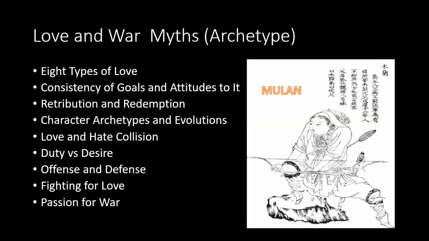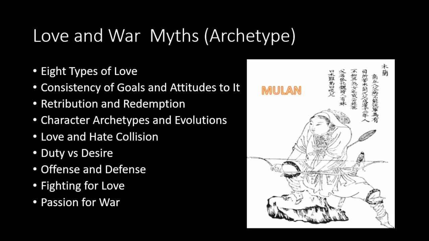Okay, so what are other archetypes? All right, so this time we will transcend overlap, not just from the West, we're going to the East also. So here are some love and war myths archetype. So again, we have the 8 types of love, which I've already given to you in your module. And then we have the consistency of goals and the attitudes to it.